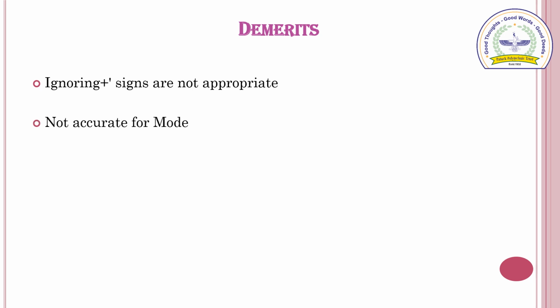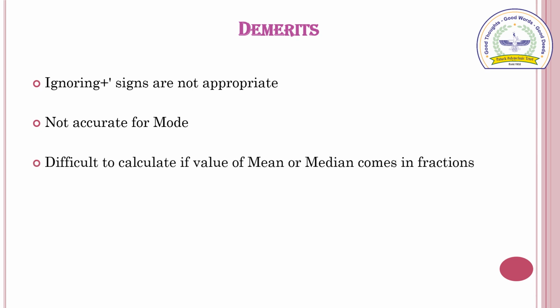There are some demerits of mean deviation. Mean deviation ignores plus and minus signs, which is not appropriate. It is not accurate for mode. It is difficult to calculate if the value of mean or median comes in fraction. It is not capable of further algebraic treatment, and it is not used in statistical conclusion.